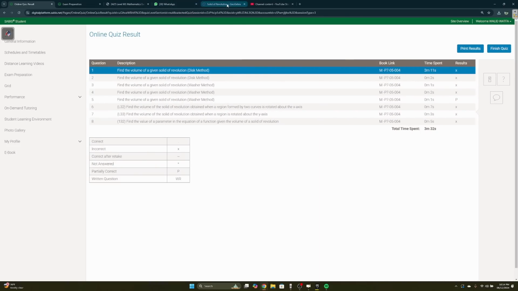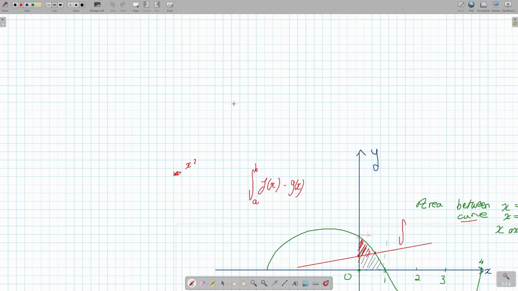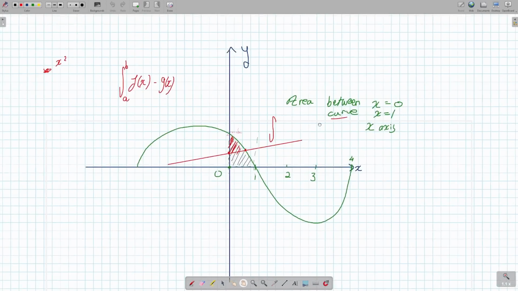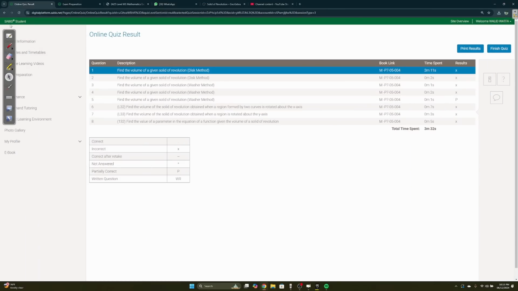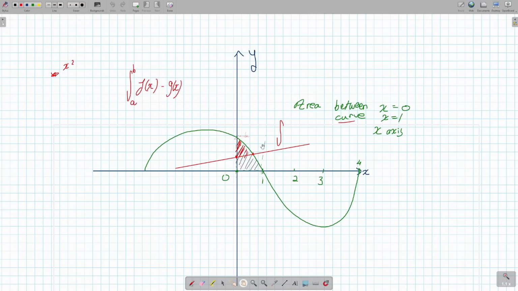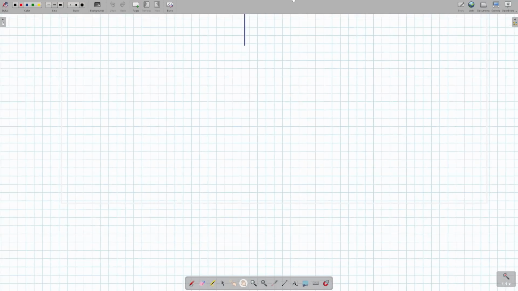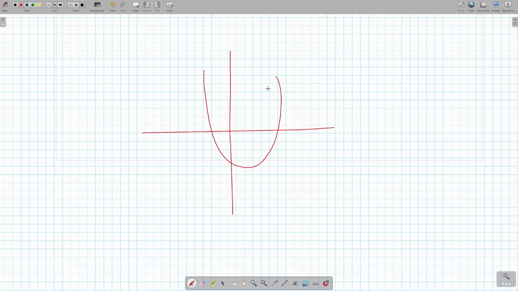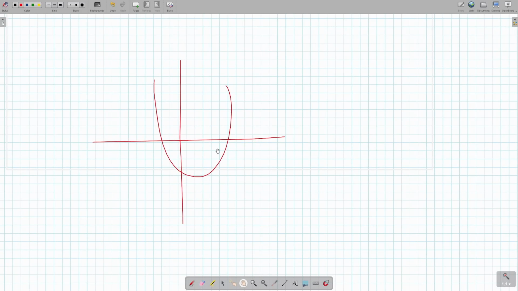Before starting the questions, I want to explain what's happening. When we say volume of a solid, this was from the area recording. I told you you can find the area. However, with the same graph, you can actually look at this from a 3D perspective and see it revolve.